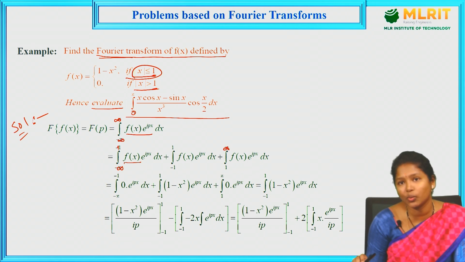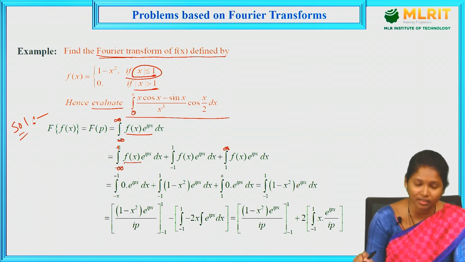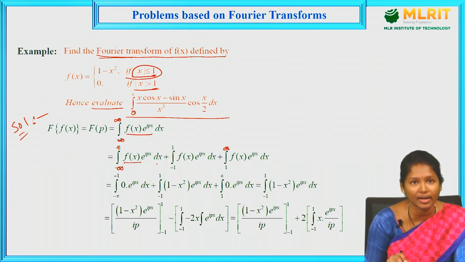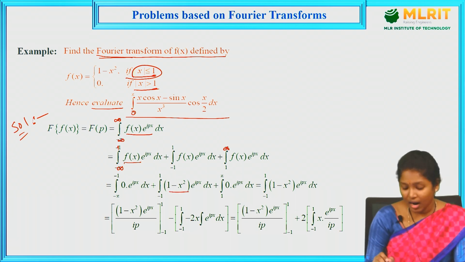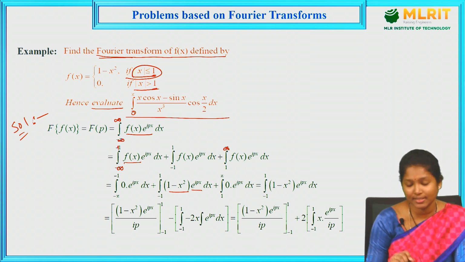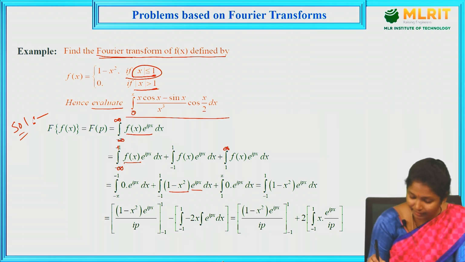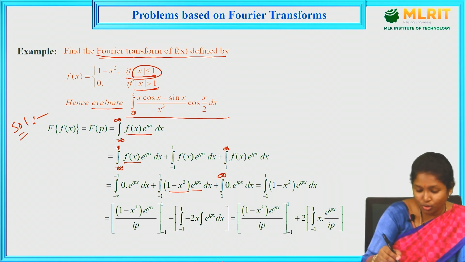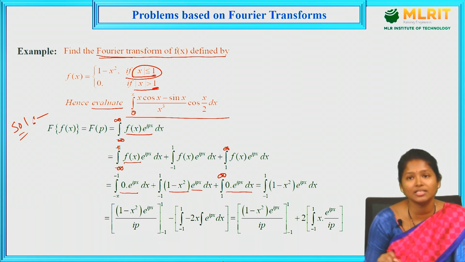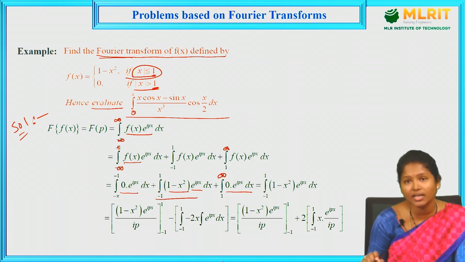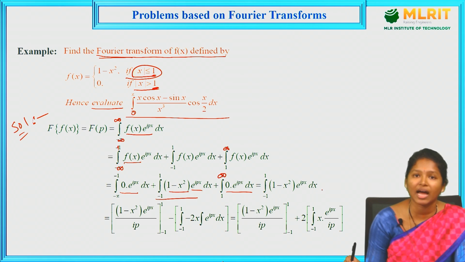Mod x less than or equal to 1 means the limits minus 1 to 1, right? So in the limits minus 1 to 1 I am substituting f of x as 1 minus x square, into e power ipx dx, plus the integral from 1 to infinity. Greater than 1 means 0, so 0 into e power ipx. This term is 0, this term is 0. Only the term left is the integral from minus 1 to 1 of 1 minus x square e power ipx dx.